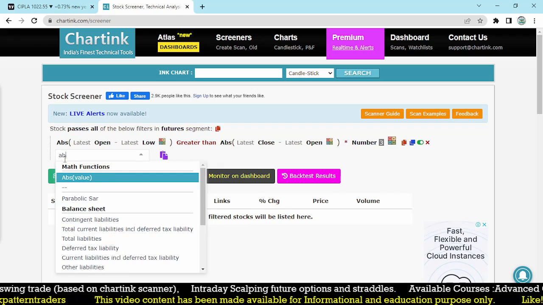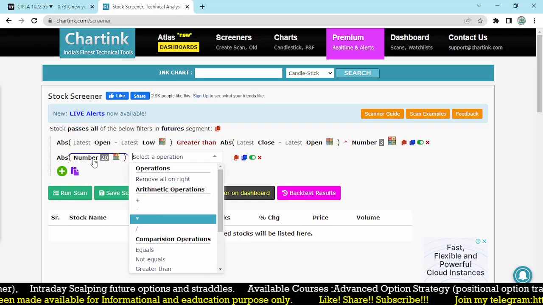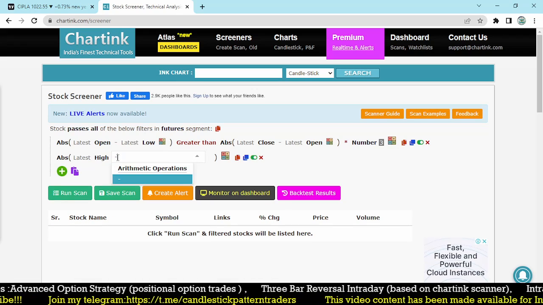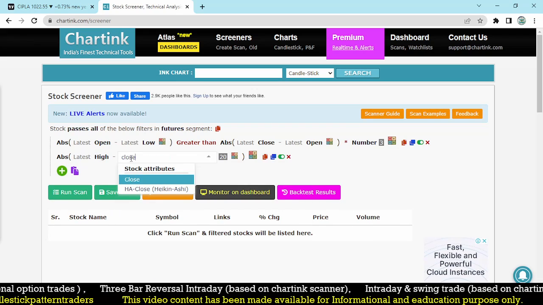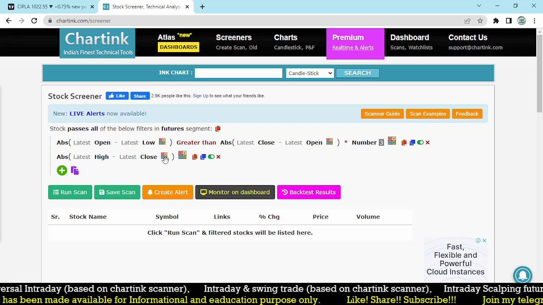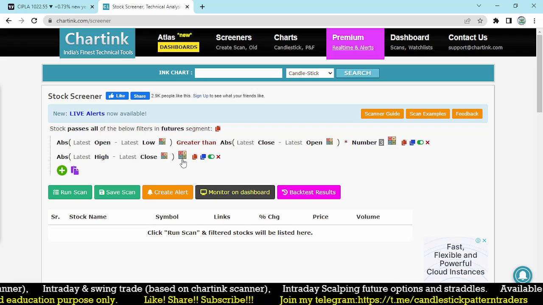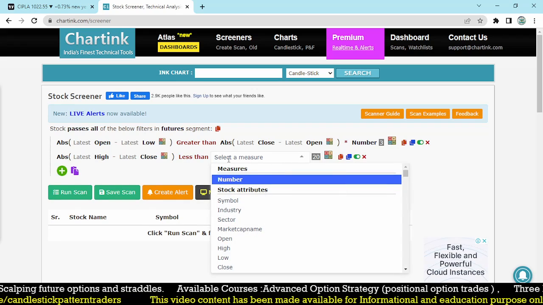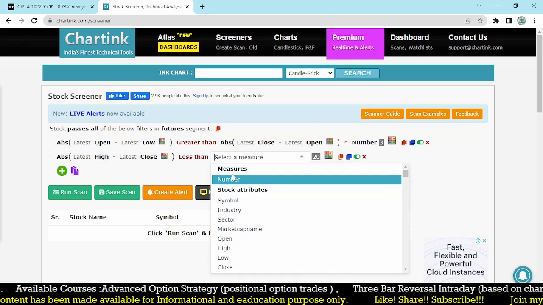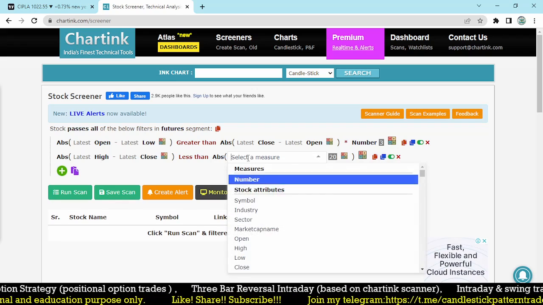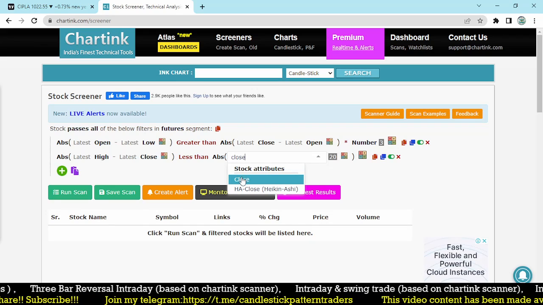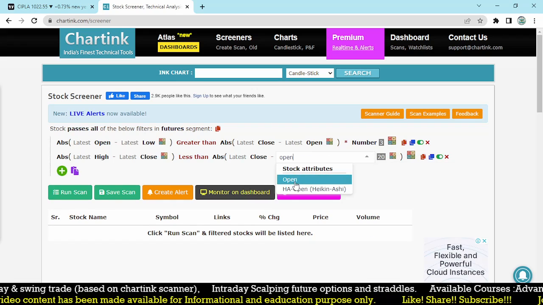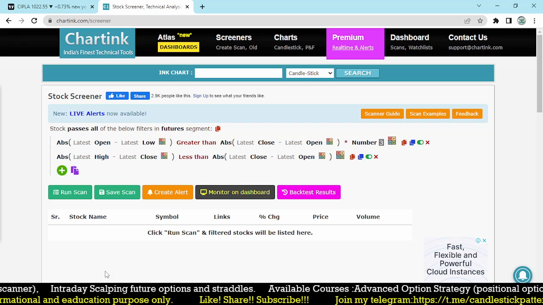And the next one is again ABS. We are going to use high minus close. Why are we going to use high? High is the highest number, minus close. It's a green candle, and the high minus close must be less than close minus open. Again, ABS of close minus open. Got it? So it is the same, opposite to the shooting star.